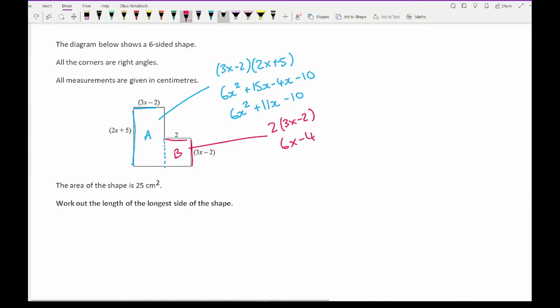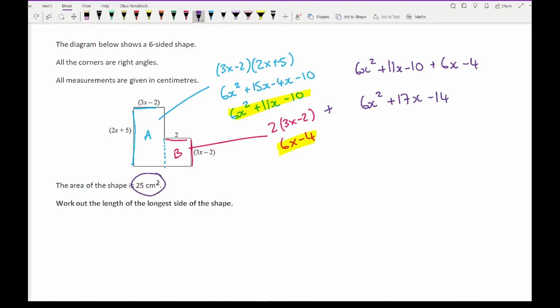So the total area is going to be where I add these two expressions up. So I've got 6x squared plus 11x minus 10 plus 6x minus 4. Now collecting like terms, I've got 6x squared plus 17x minus 14, and that's what the expression is going to be. Now it tells me that the area of this shape is 25, so I need to make this equal to 25, and I'm going to take the 25 over.